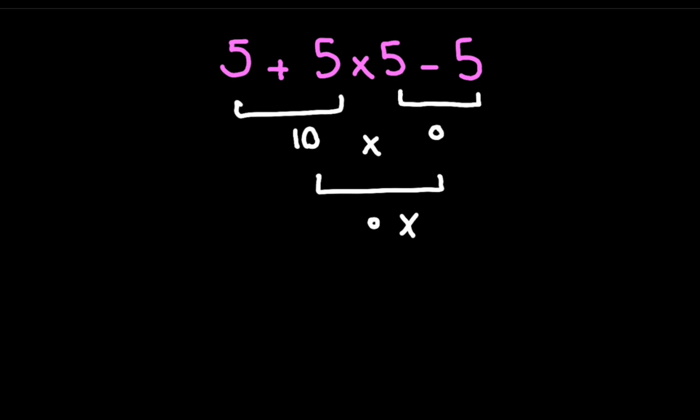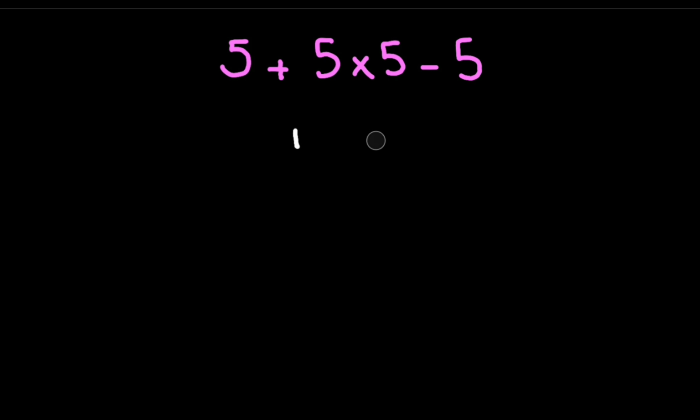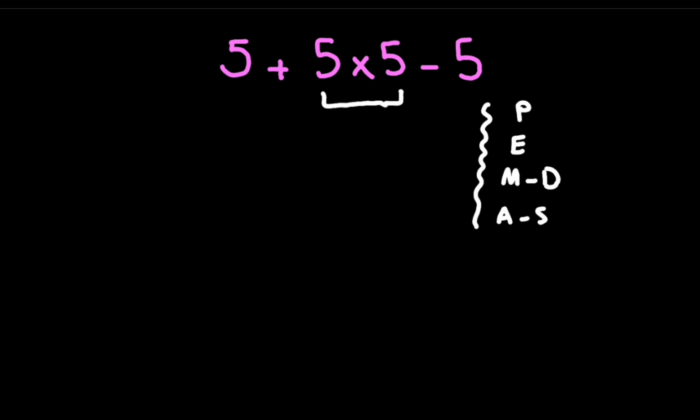According to the rules of mathematics, PEMDAS, we have to solve this math expression in this way: first parenthesis, then exponent, then multiplication or division, and then addition or subtraction. So according to this rule, we have one multiplication here that we have to solve first.